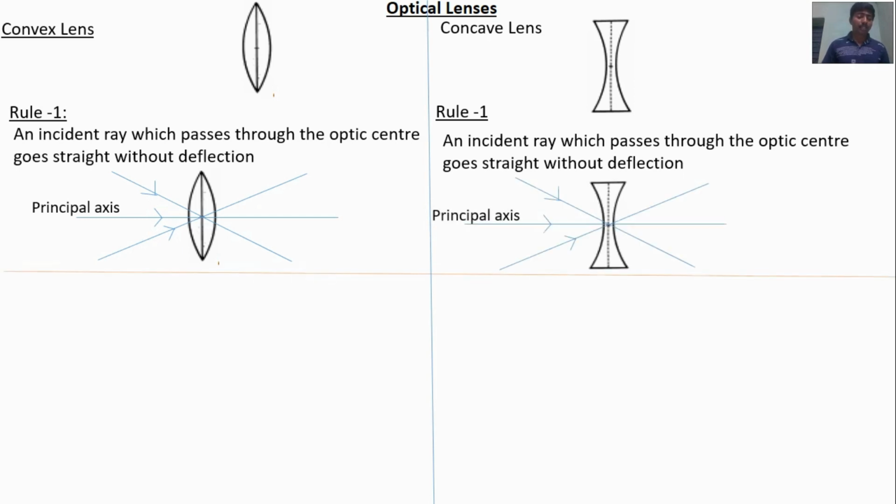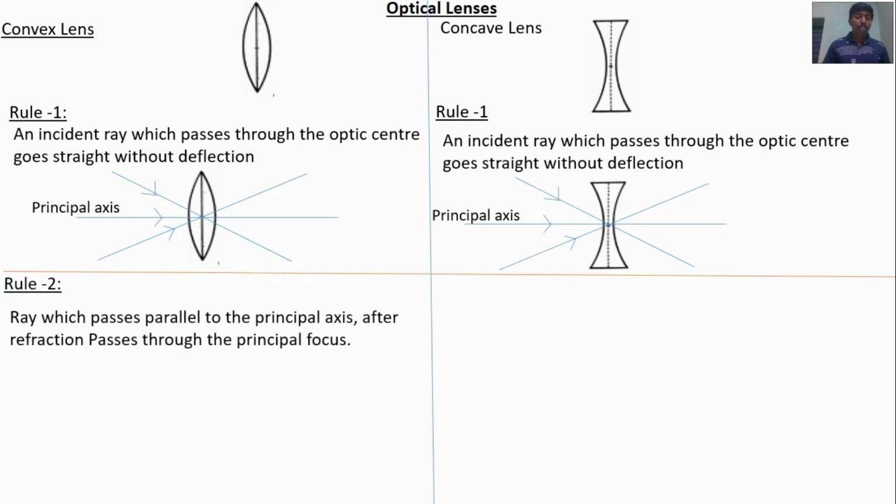Rule 2 for the convex lens is: if the ray passes parallel to the principal axis, after refraction it goes through the principal focus. This point is the principal focus. The rays parallel to the principal axis, after refraction, go through the principal focus. The convex lens converges the optical beams to the focus.